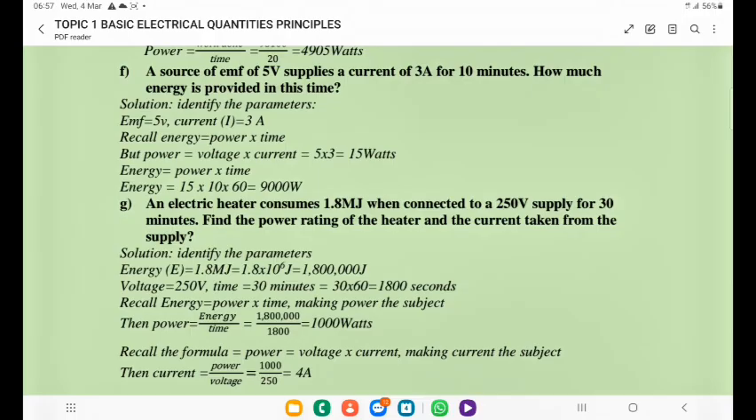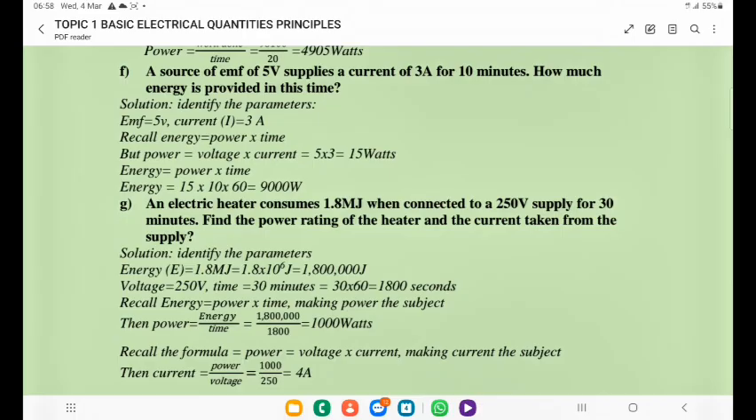So you'll have to write the energy equals power times time, making power the subject, because you want to determine the power rating of the heater. So it means that the power will be equal to energy divided by time, and energy here is given because it's 1.8 megajoules, and you have time, that is 30 minutes. You can get the power. So power is 1000 watts, because it's 1.8 million divided by 1800.